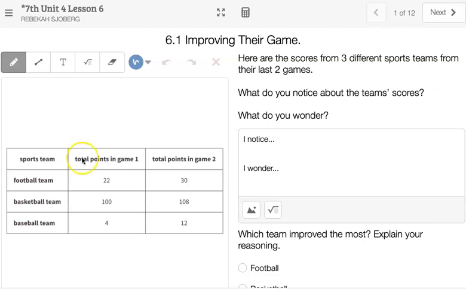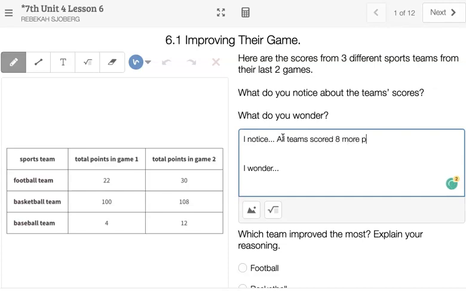So on slide 1, it says, here are the scores from 3 different sports teams from their last 2 games. And I'm just kind of looking at this chart. So what do I notice about the team scores and what do I wonder? If I look here, I notice that the football team scored 22 points in game 1 and then 30. Basketball was 100 and then 108. And baseball was 4 and then 12. So something I notice is all teams scored 8 more points in the second game compared to the first.